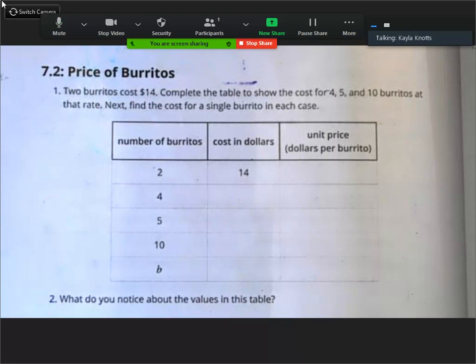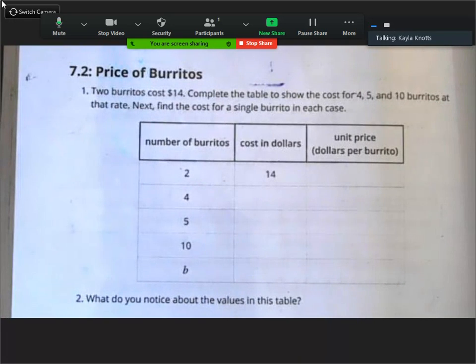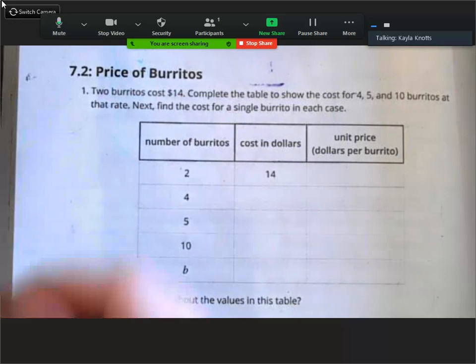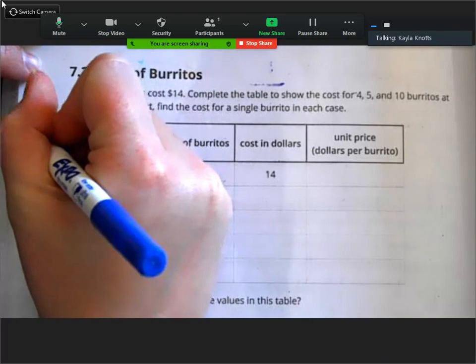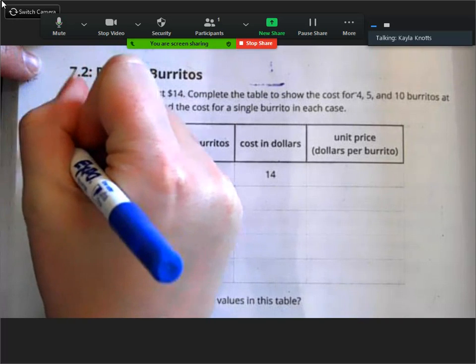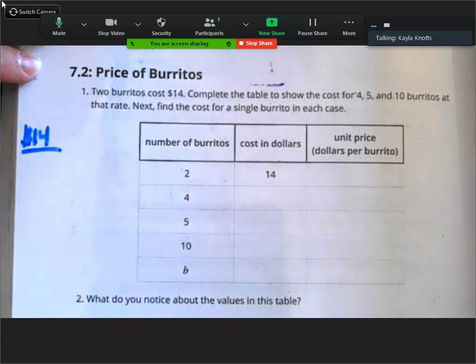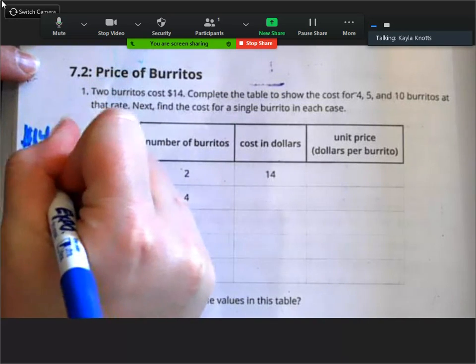Okay? So I know I have 2 burritos. I know it costs $14. I want to know how much am I going to pay per burrito. So what is my unit price for each burrito? What I would do is what we've done in the past. I would take my cost, which is $14, and I would divide it, because that's what a fraction bar means, by my 2 burritos.